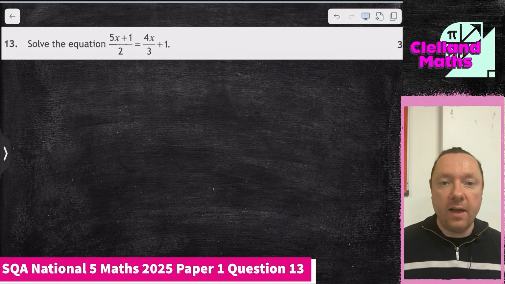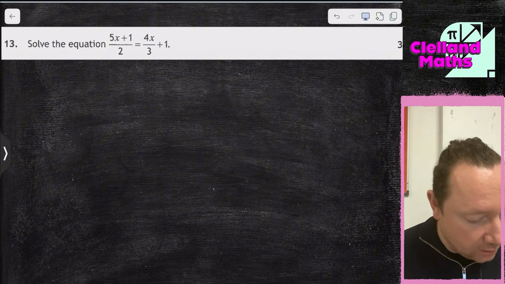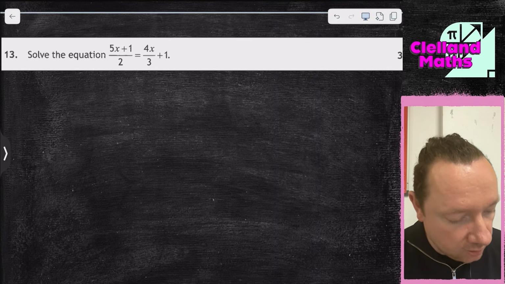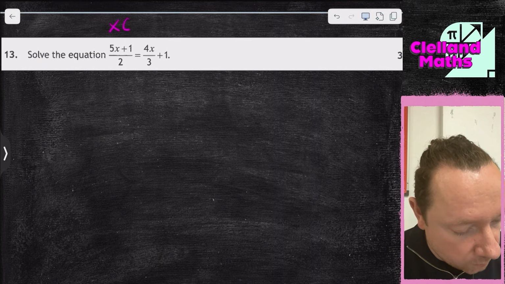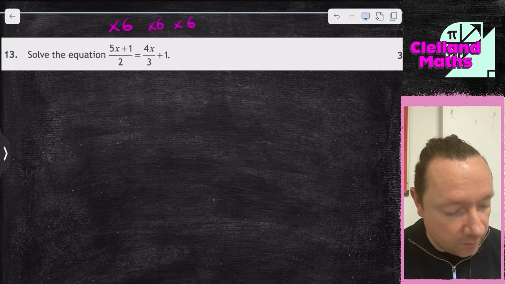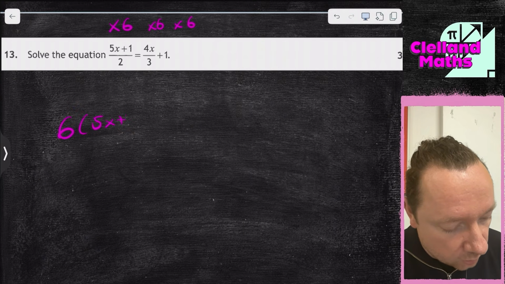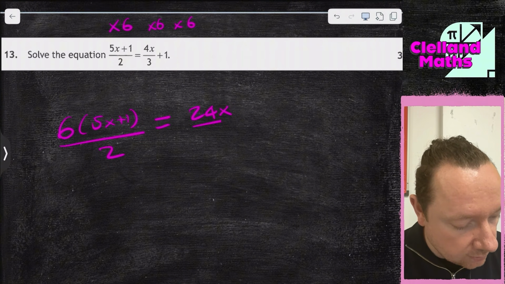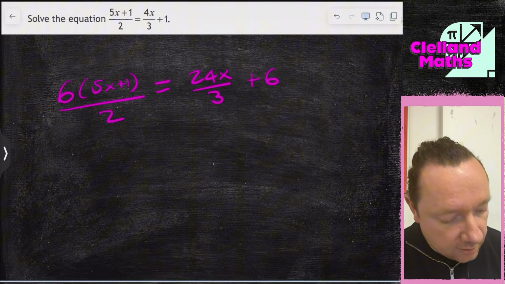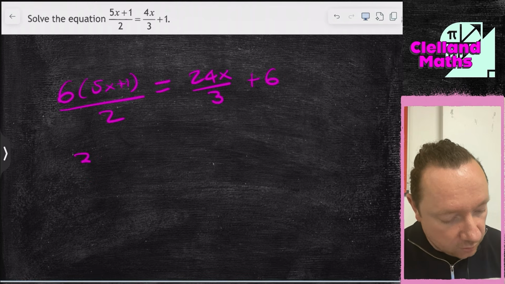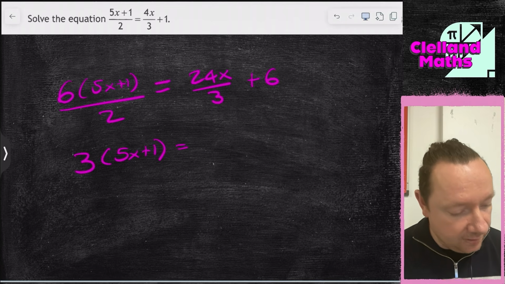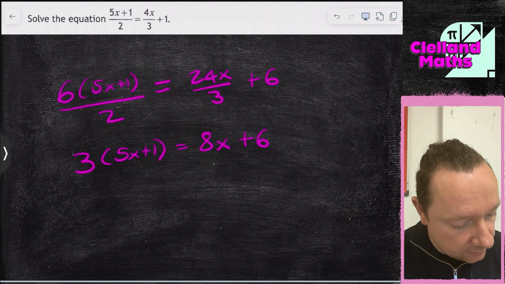SQA National 5 Maths 2025, Paper 2, Question 13. Solve this equation. So I've got 2 and 3 in the denominator position. So I think I'm going to times by 6 on both sides, because 2 times 3 is 6. There's other ways to do this, but that's my preferred method. So I get 6 times (5x plus 1) over 2 equals 6 times 4 is 24x plus 6. Simplifying this as I go, 6 divided by 2 is 3, 5x plus 1. 24 divided by 3 is 8, x plus 6.